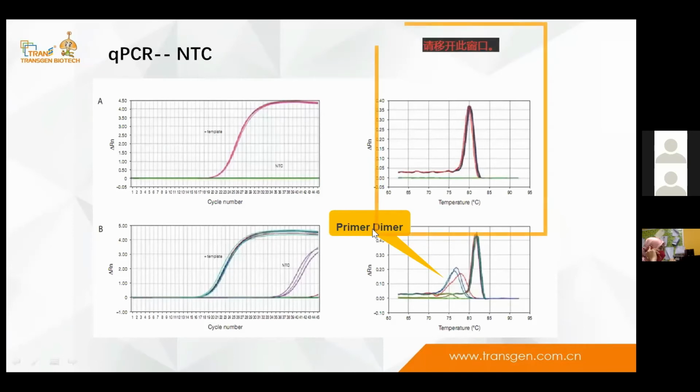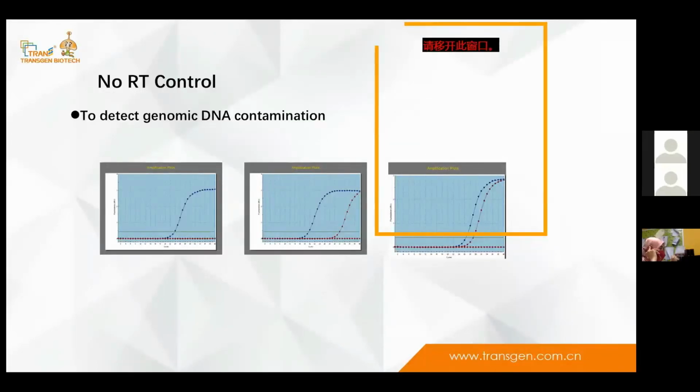So in this case, we can accept this result as a reliable result. The next one is the no RT control, which means the whole system without the RT step. So in the whole system, the template is just RNA with no cDNAs. So it's a good result for NTC. Also, it's not detectable, just like this one.